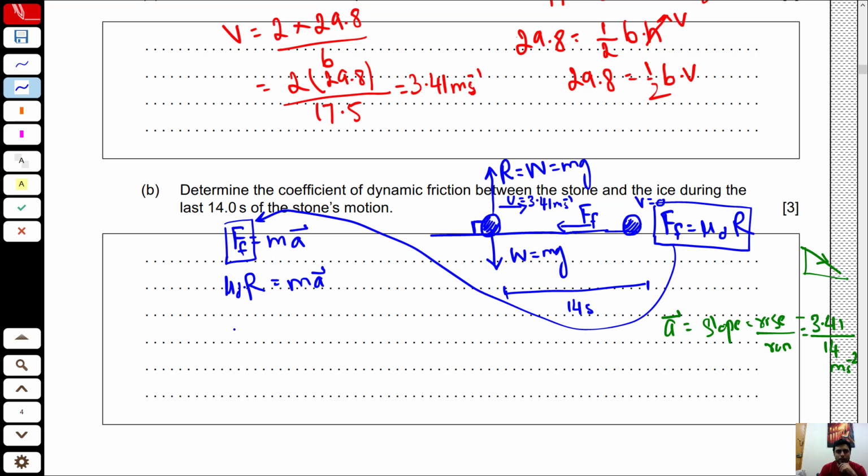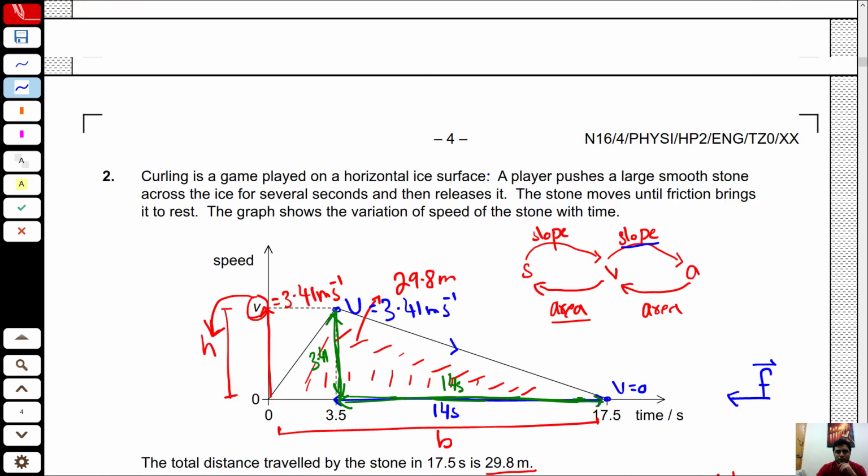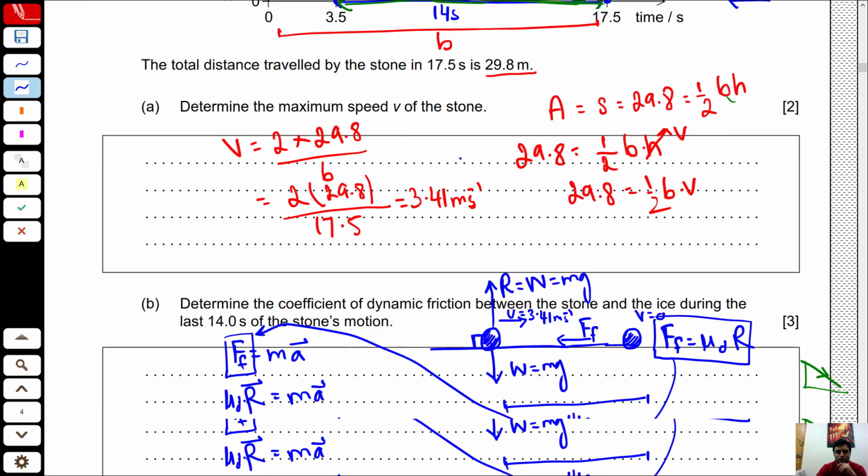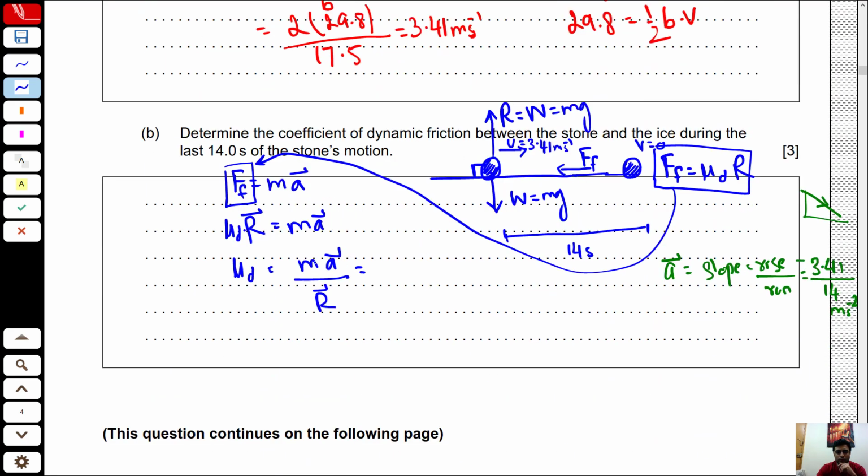And we need to make mu d the subject because that is what we need to find. So it's mass times the deceleration divided by R. R is also a vector quantity, maybe you can put an arrow there. Okay, so we don't know any information about the mass here. Well, we know what the mass is because the mass is given from the... no, there is no mass. This is a different problem. So we don't have any mass, so we have to get rid of this mass. How do we do that?